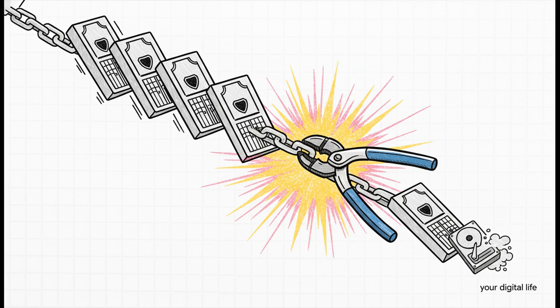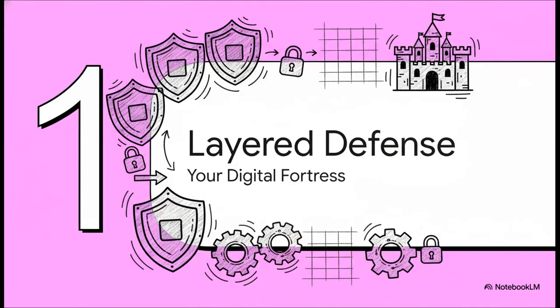But here's the crucial part. This chain reaction is entirely preventable. If we can just break the chain at any one of these gates, we win. And that is exactly what we're going to learn how to do right now. So, how do we stop it?